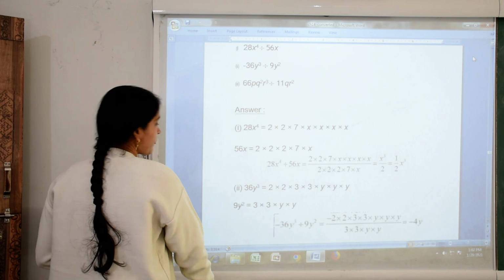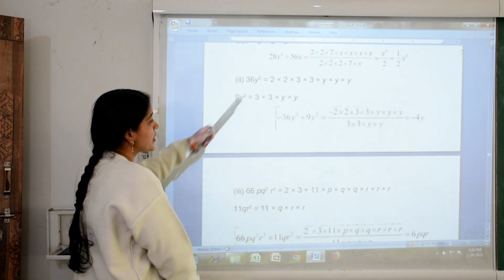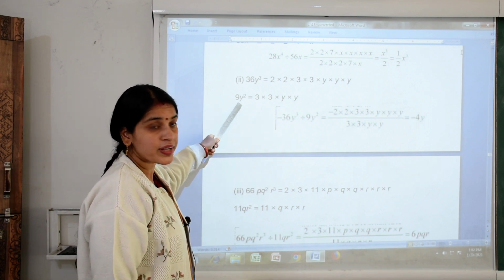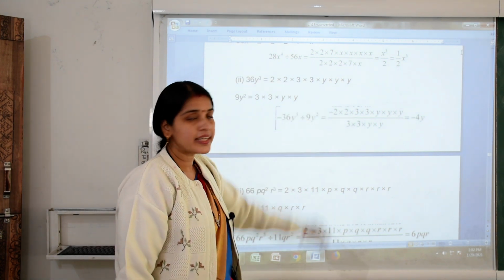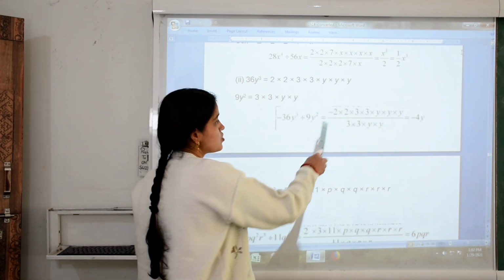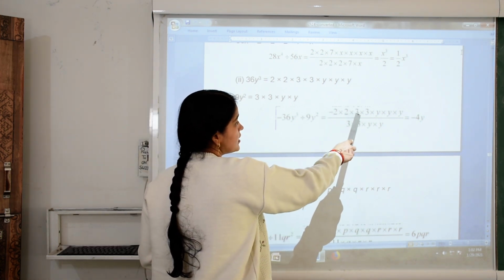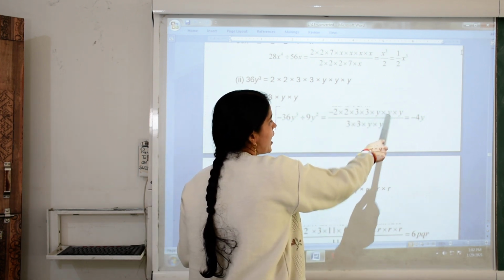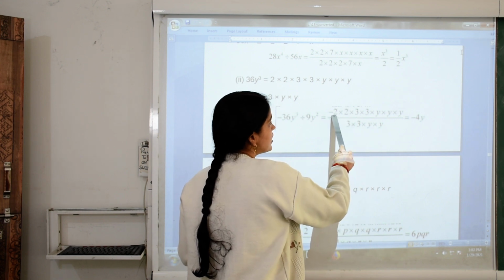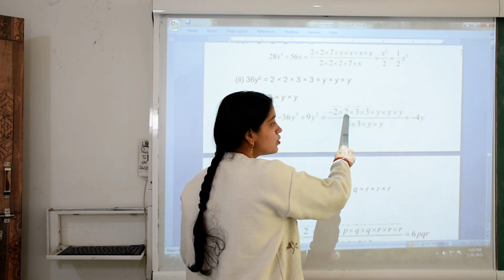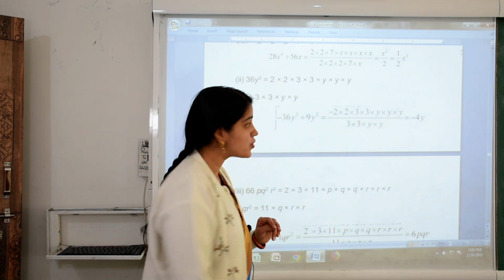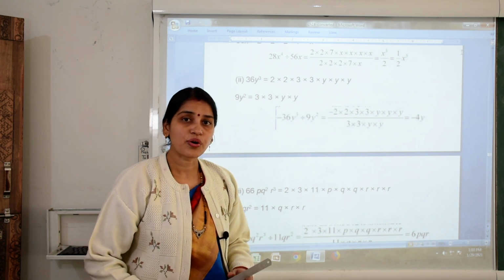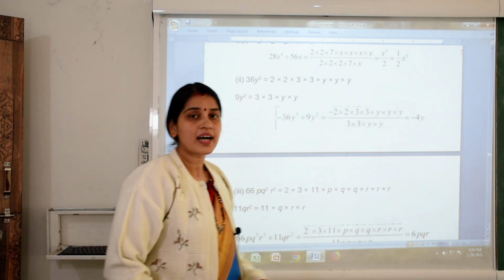Okay. Now the second one is also the same. First find the factors of 36y cube, and then find the factors of 9y square, and then write it in the form of division. So here 2 does not cut, this 3 and this 3 both get cut, and 2y also get cut, so this 2 is left. So 2 into 2 is 4, but here there is a minus sign also, so minus 4, and 1 y is also left, so minus 4y, which is our required answer.